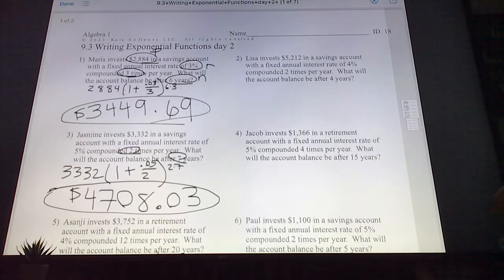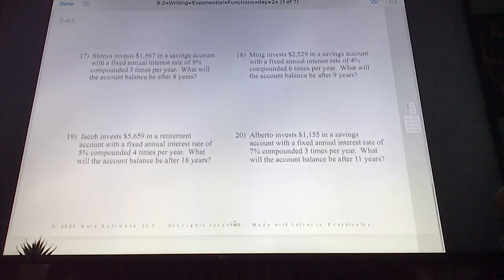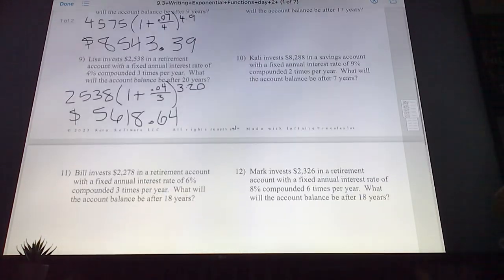I'm just glancing over these. The rest is for you guys to do. You have 15 of them to do. Go through and get them done.